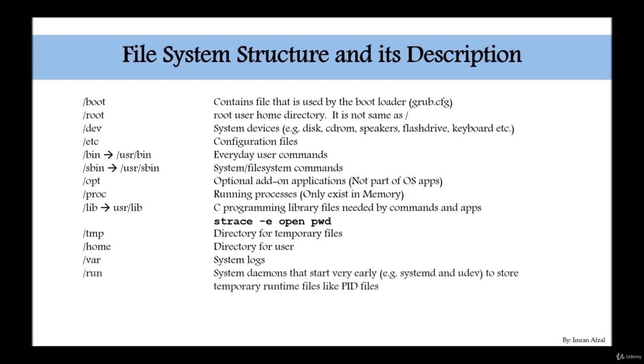Then we have /run. This is where the system's daemons start up at a very early stage, for example systemd and udev, to store temporary runtime files like PID or process ID files. And again, this will go away if the system is shut down. It's just to store those process IDs and keep track of them.